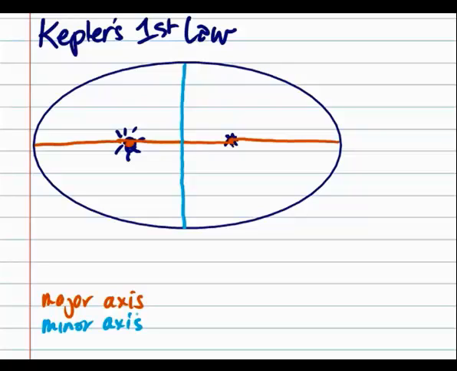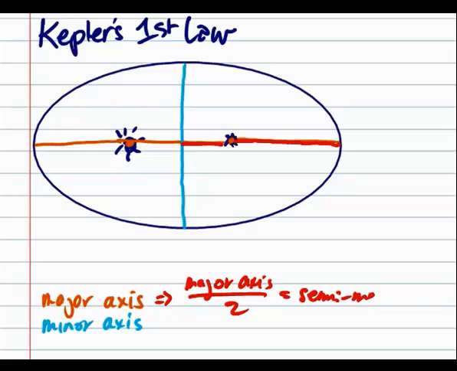Now we're not so interested in the minor axis, but I'm going to keep it up there for just a second. Okay, what would happen if we take this orange line, which we call the major axis, and we divide it by 2? If we divide it by 2, then we have, what I'm drawing here in red on top of the orange, half of the major axis. So we take the major axis, whatever its length is, we could measure it with a ruler if we wanted to, and divide it by 2, we have what's called the semi-major axis.